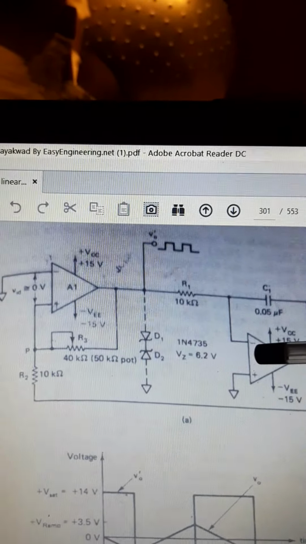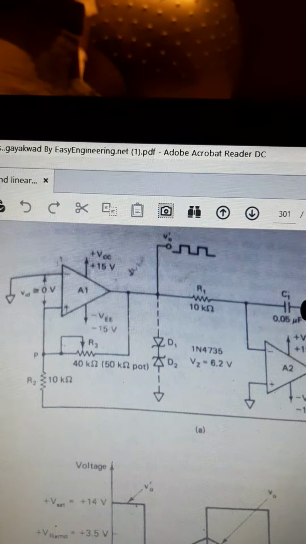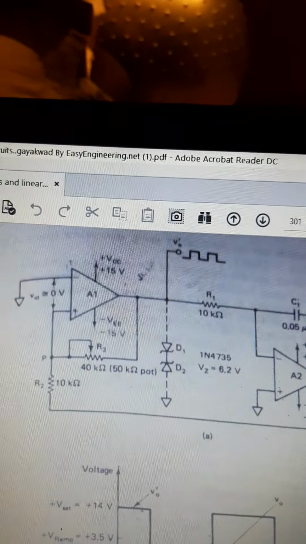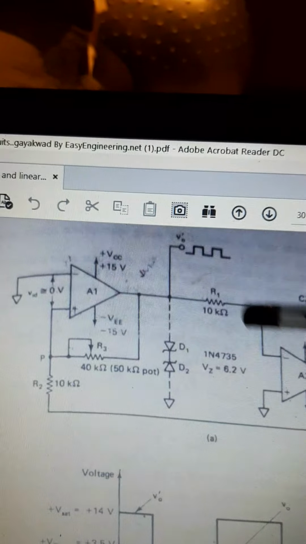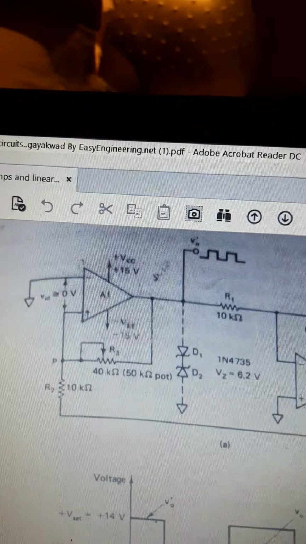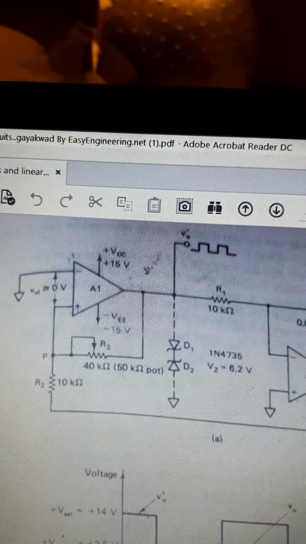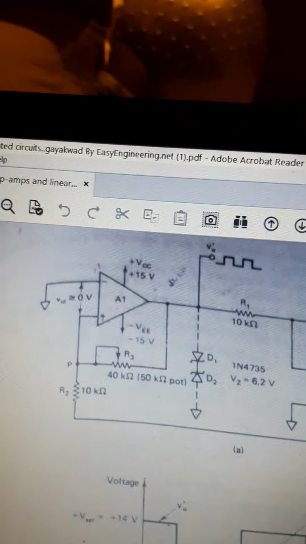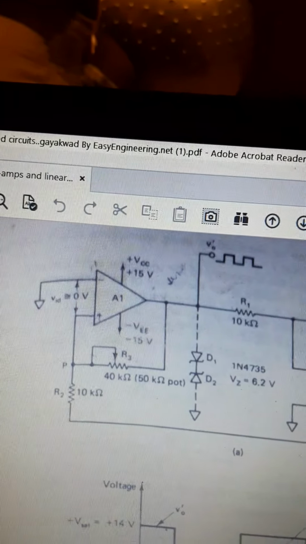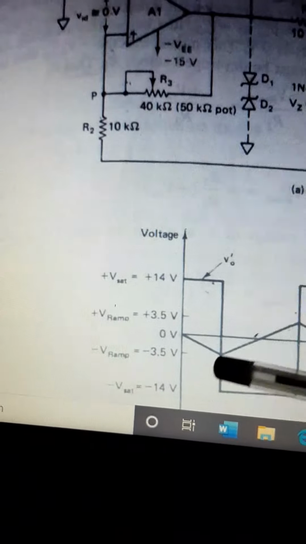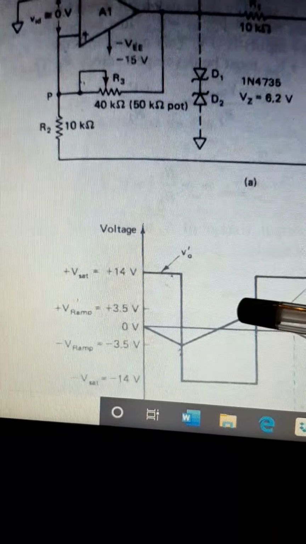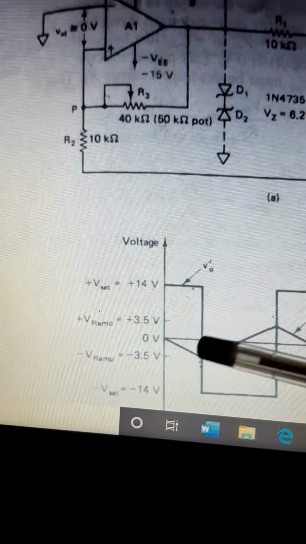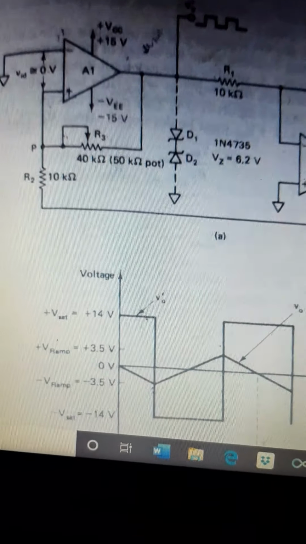Now when the square wave is applied to the integrator, you already studied that the output has a minus sign. So during plus VSAT, the output goes negative going ramp, and it will attain a maximum voltage of minus V ramp or plus V ramp.